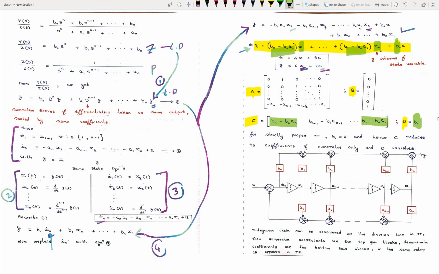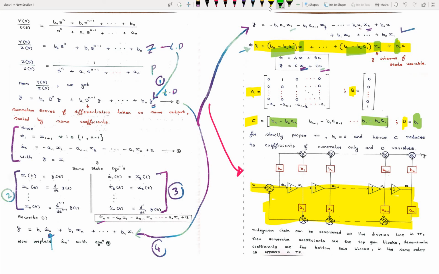Now come to the block diagram representation. Let me use a different pen. These things I have already discussed in the previous class: a series of integrators, and the terms corresponding to the poles, taking feedback. Now I have to focus on the zeros, same as explained in the previous class.